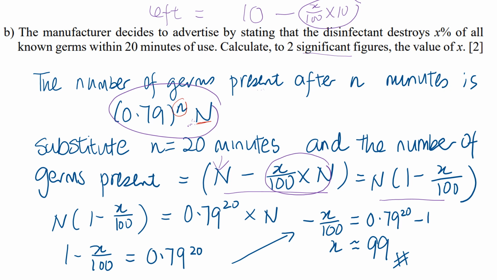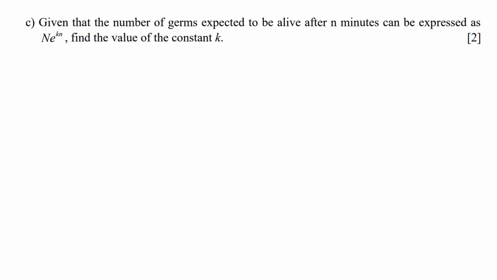All right, so part C, what happened now? We have part A where we find the formula to calculate the remaining number of germs left. We have part B that said 20 minutes later, you can actually kill 99% of all the germs. And in part C, you're supposed to find a constant K. So you're given this formula here.